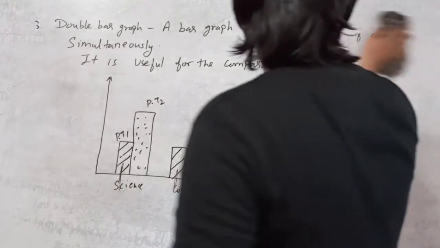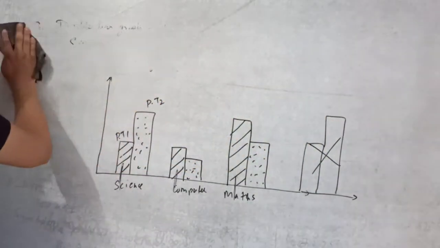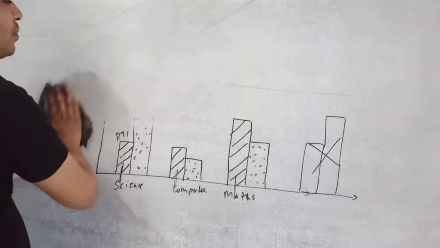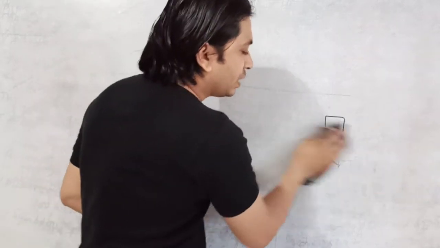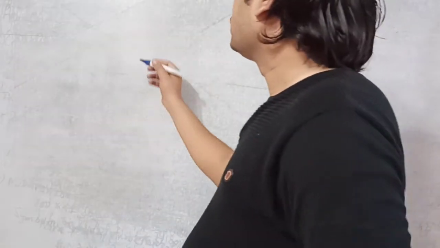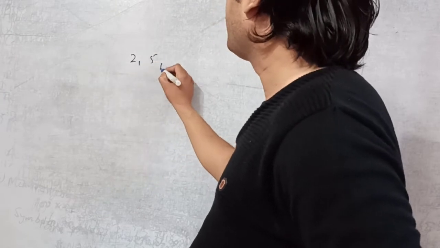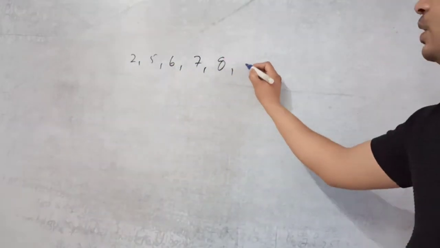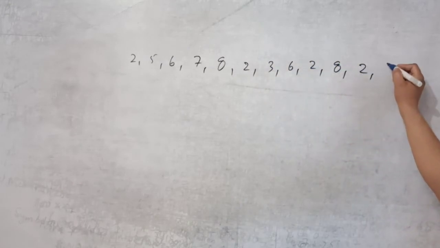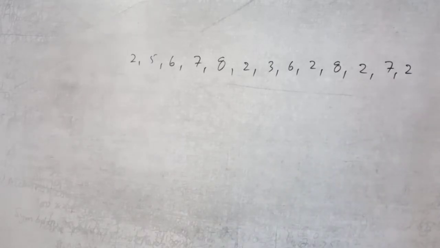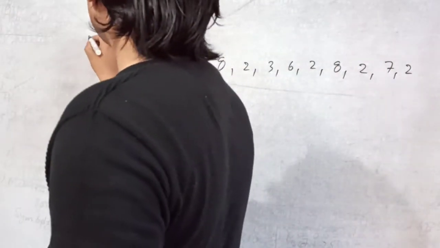Now we are moving on to the other one. Now we are talking about the frequency. What is the frequency? If many numbers are given, then how many times a number is coming, that is known as the frequency. Suppose it is given 2, 5, 6, 7, 8, 2, 3, 6, 2, 8, 2, 7, 2. Suppose they have given these numbers. We are talking here about frequency.